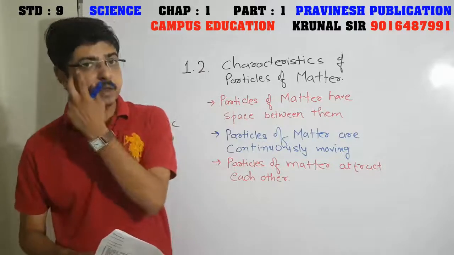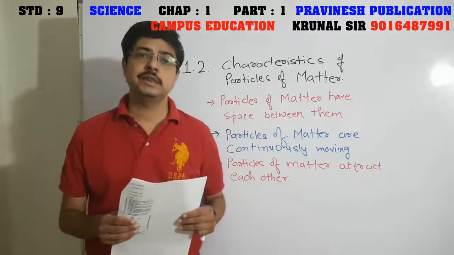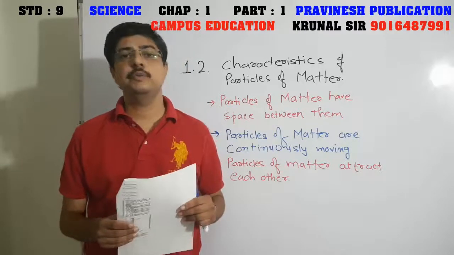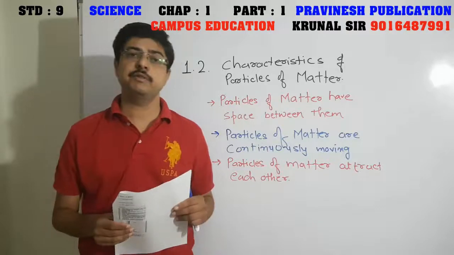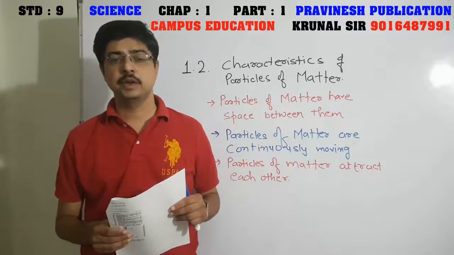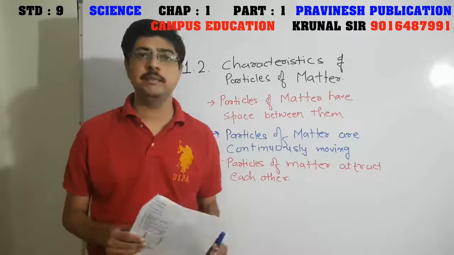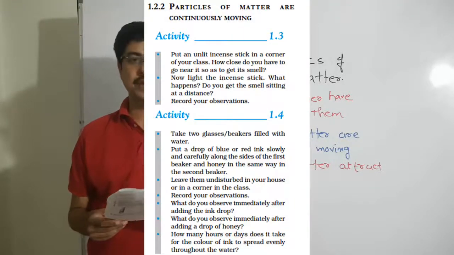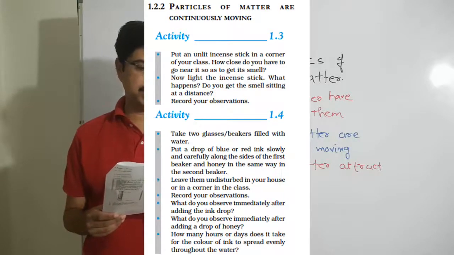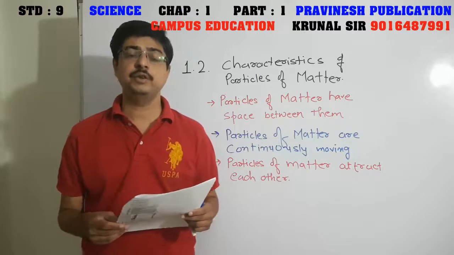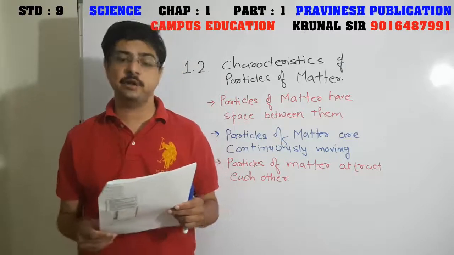Another example, if you light an incense stick, that is agarbatti, in a room, you will get the smell of this incense stick several meters away from it. Why? That is due to this characteristic, that particles of matter are continuously moving. Now from the textbook, activity 1.3: put an unlit incense stick in a corner of your class. How close do you have to go near it so as to get its smell? Friends, when it is not lit, you need to go very close to it to get the smell.